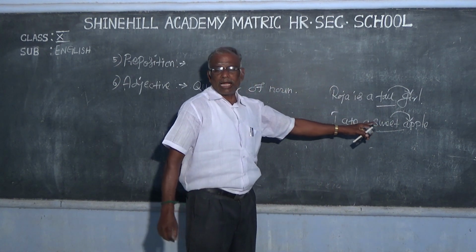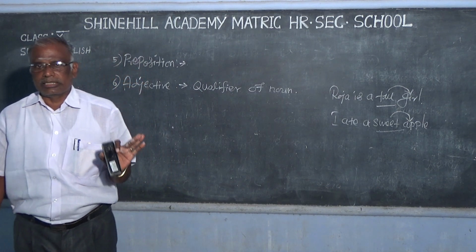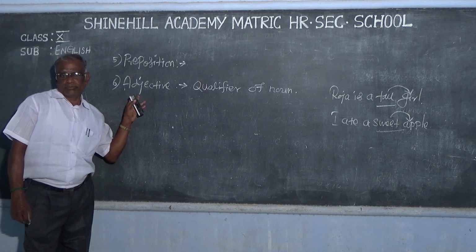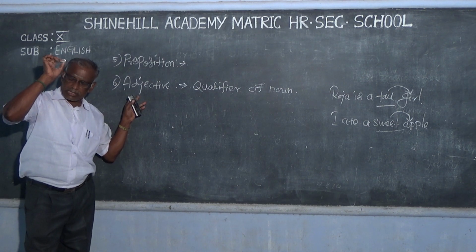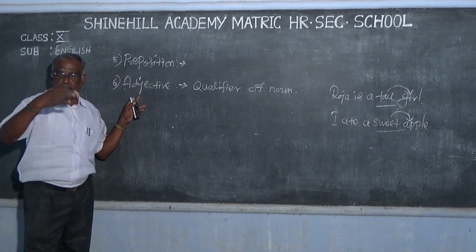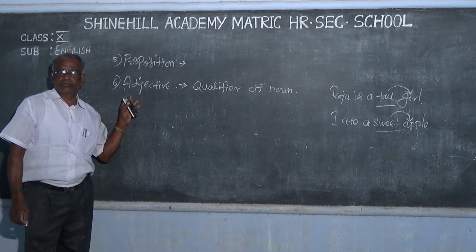Definition of adjective. Are you clear about the adjective? So an adjective always comes before a noun and modifies the meaning of the noun. Are you clear about the adjective?